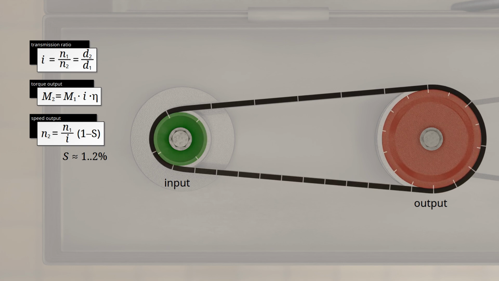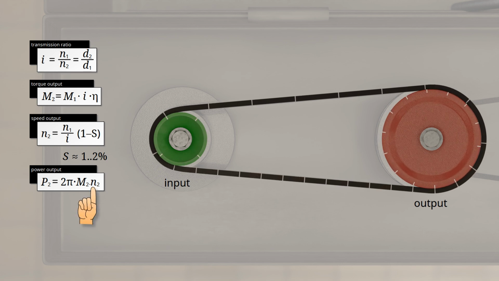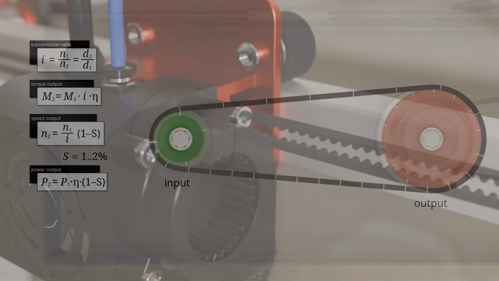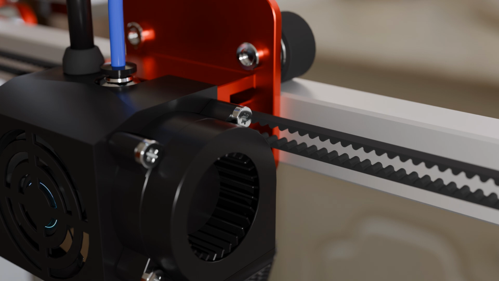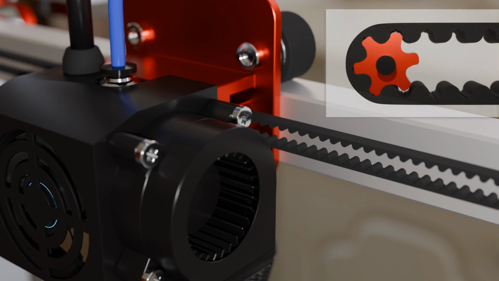However, slippage has a direct effect on power transmission because of the reduced speed. The efficiency factor also influences the power output due to the lower torque. Since slippage is due to the elasticity of the belt, it cannot be avoided. In certain applications, such as driving a printhead in 3D printers, this must be taken into account. In these cases, toothed belts, also called timing belts, can be used, which prevent slippage over the pulleys due to their positive locking design.